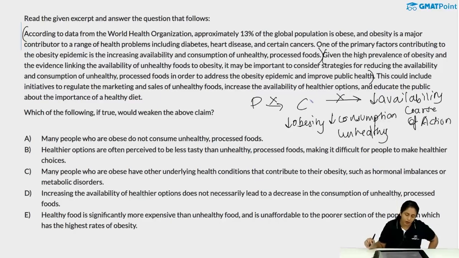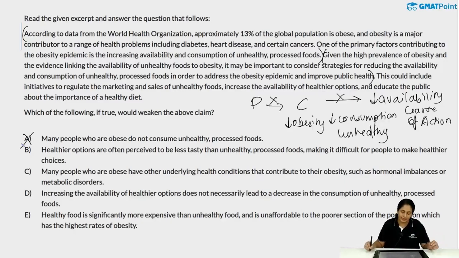Many people who are obese do not consume unhealthy processed foods. Now, even if this is true that many people do not consume, we do not know whether this many represents the vast majority. So, even if say 20% do not consume unhealthy processed food, if the remaining 80% of the obese population do consume unhealthy processed food and their obesity is linked to that processed food, then your conclusion and your course of action still make sense. So, even if this is true, it doesn't weaken the claim that you should try to limit the access to unhealthy food to address the obesity epidemic. So, just from "many", it isn't a strong enough claim. So, option A is not the correct answer.